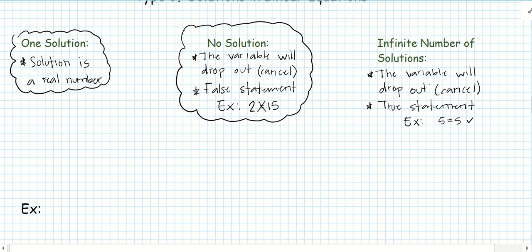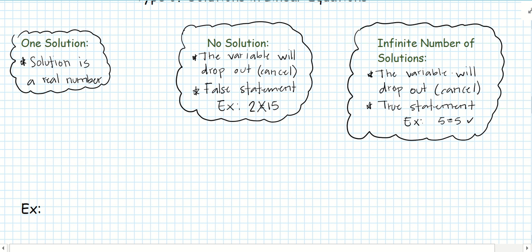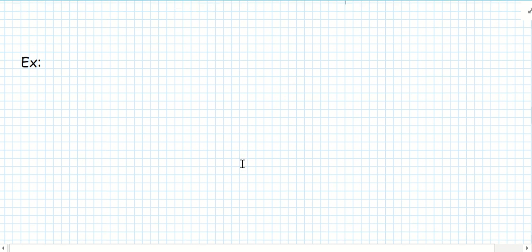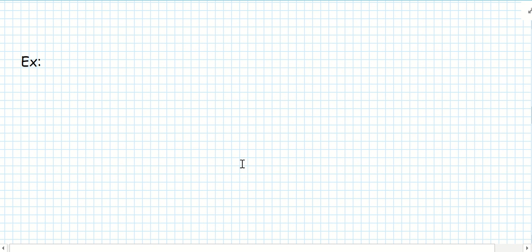So whenever we encounter an example where the variable cancels out and we end up with a true statement, that will be an infinite number of solutions. That means that it doesn't matter what your variable is, the equation will always be true. Okay? You can put whatever value you want for the variable, and the equation will always be true. Okay, so there's an infinite number of solutions. So let's look at a couple of examples on this.